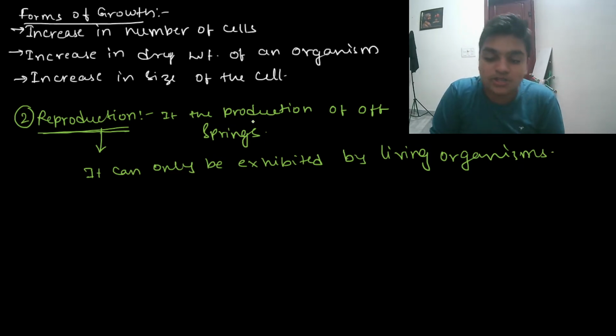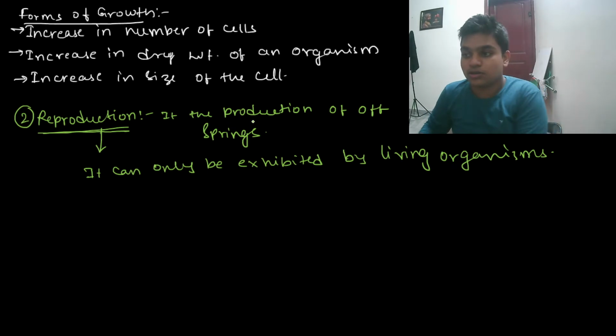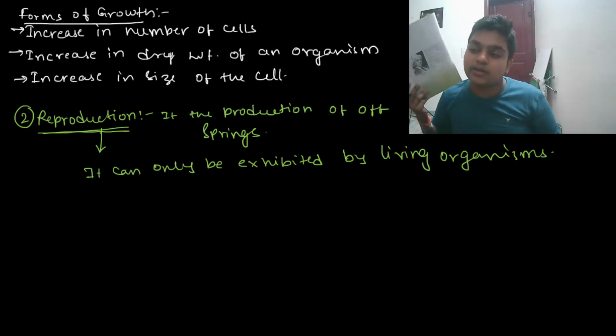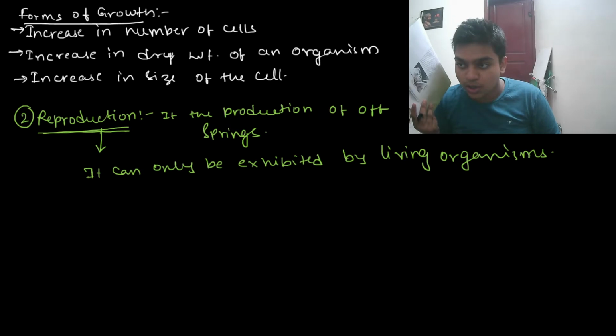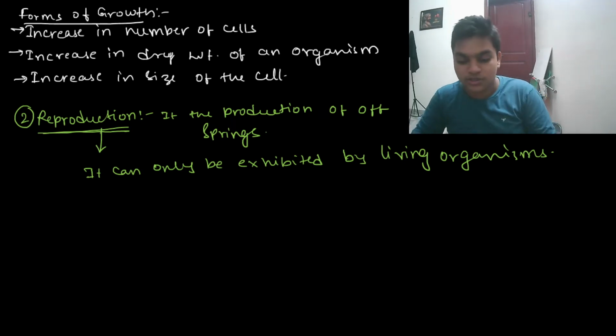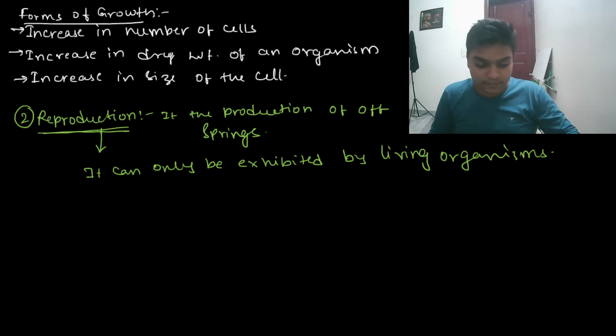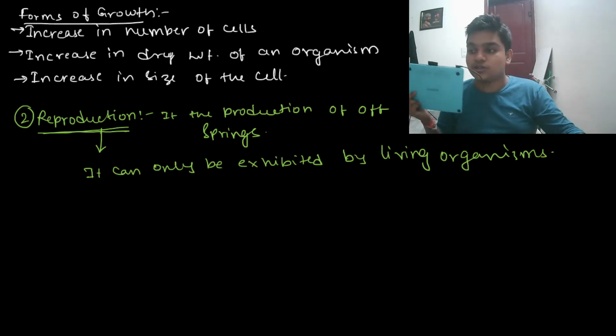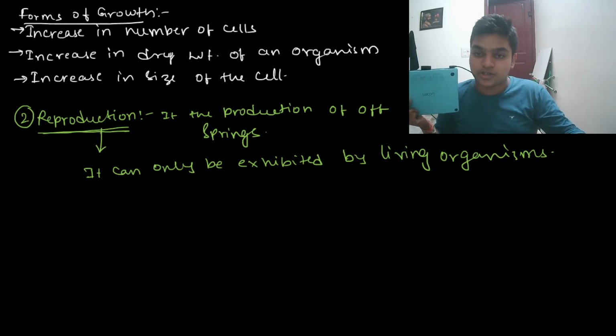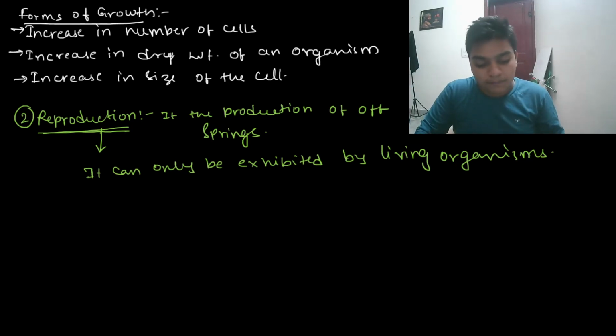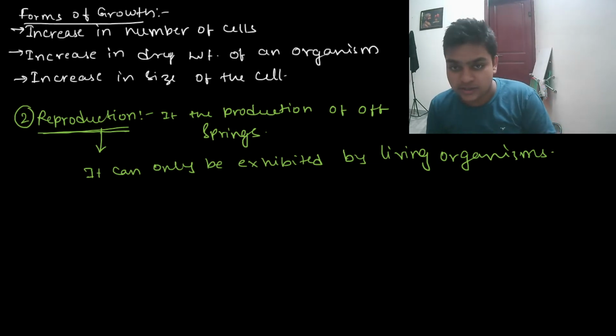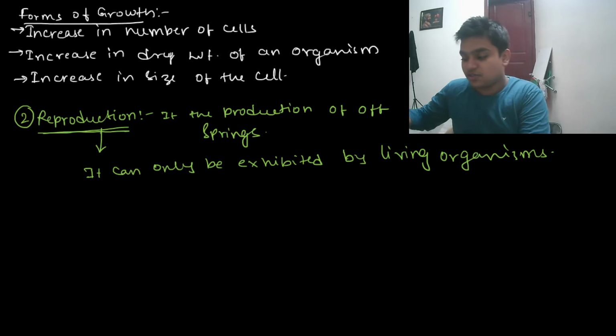Non-living things cannot produce anything. This NCERT book, can it produce its offspring? No. This NCERT cannot reproduce. This graphics tab which I am using to write on the screen, can it produce its offspring? No. So non-living things cannot produce their offspring. So reproduction definitely becomes the defining feature of living things.